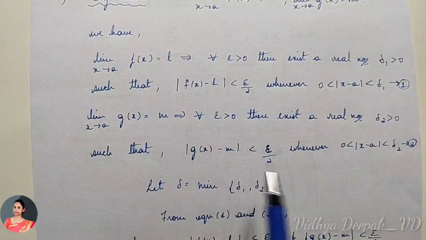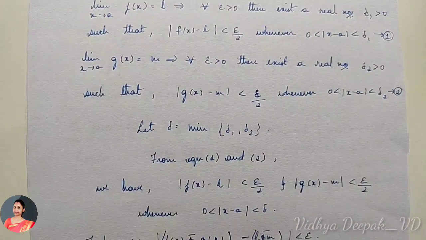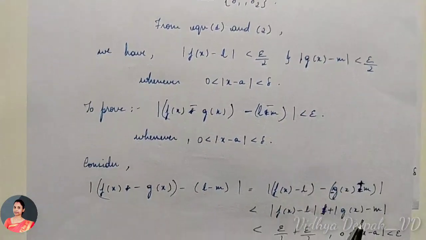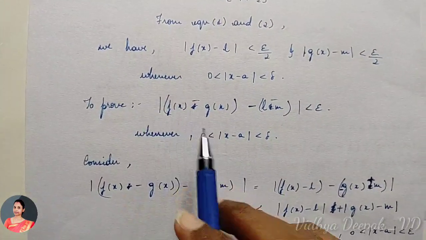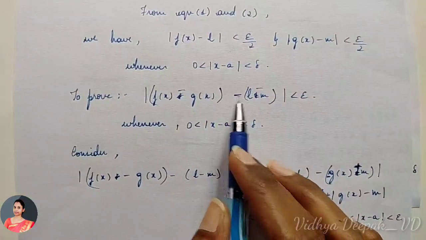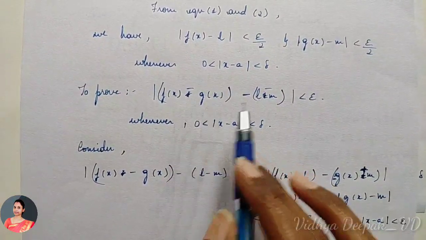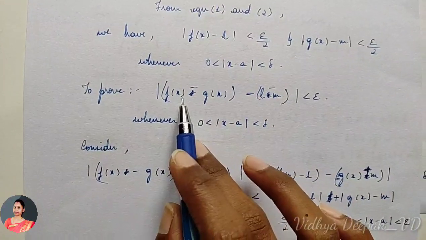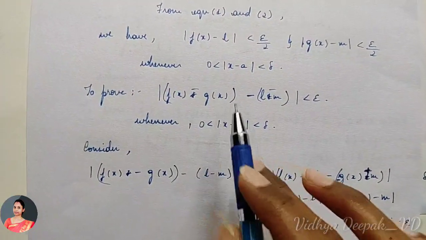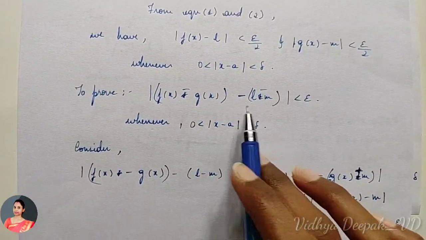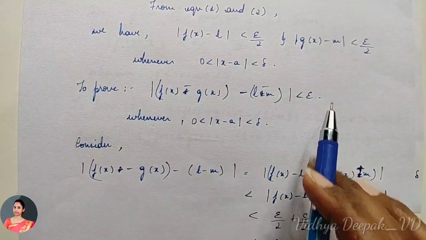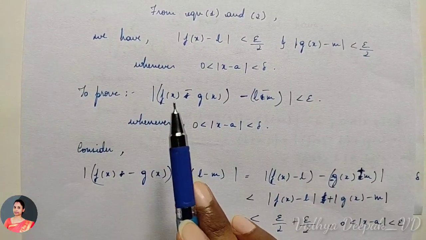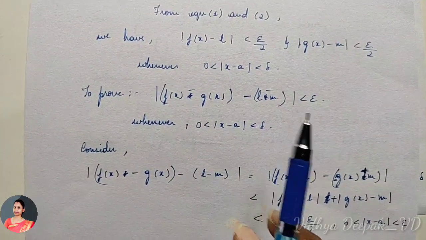Again, I have elaborated that using the definition of limit of a function. Again, from equations 1 and 2, I have written what happened. Now to prove the next one, that is f of x minus g of x. What was the limit of f of x? L. And the limit of g of x is m. So we had to prove f of x minus g of x, right? So I have written it this way: mod of f of x minus g of x minus L minus m is less than epsilon. If we prove this, we can say that the limit x tends to a, f of x minus g of x is equal to L minus m.